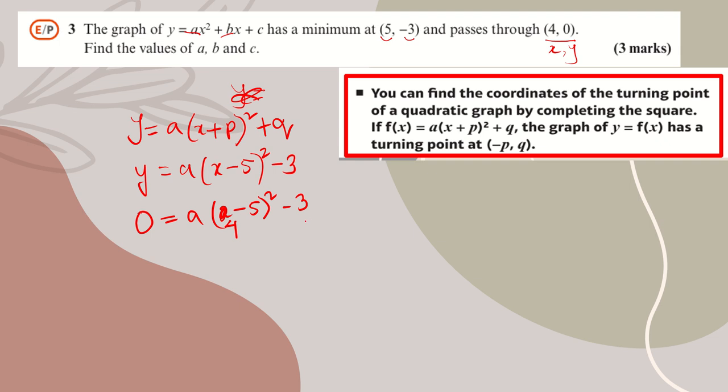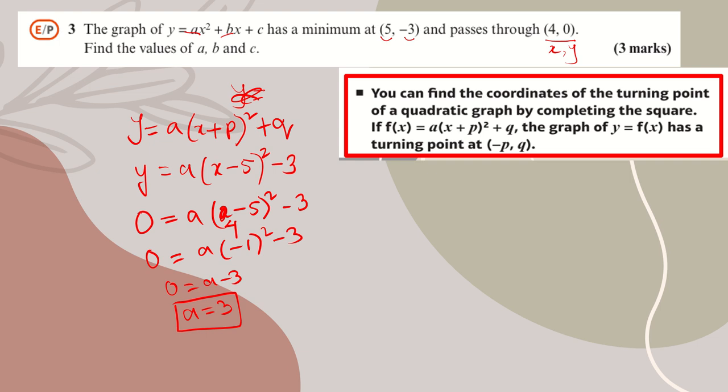Can you tell me why am I doing this? I am doing this so that I can get the value of a. Okay, so 0 is equal to a(minus 1) whole square minus 3. So a into 1 is a, so we get 0 equals a minus 3. That means a equals 3. Okay, so I got a equals 3. Now what I need to do is find out the values of b and c.